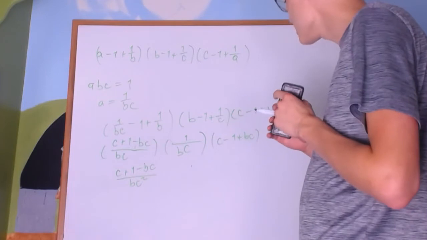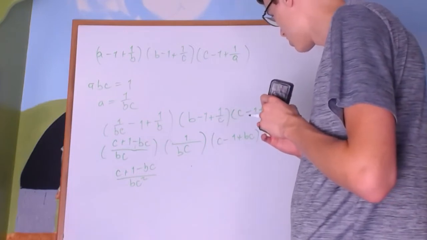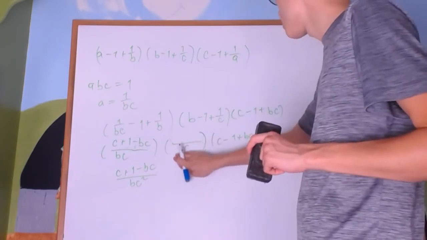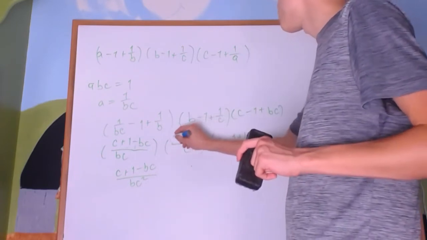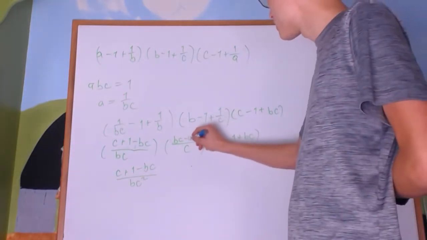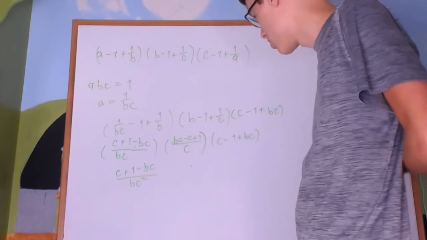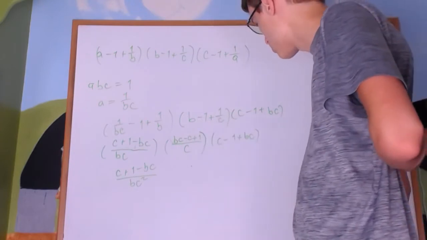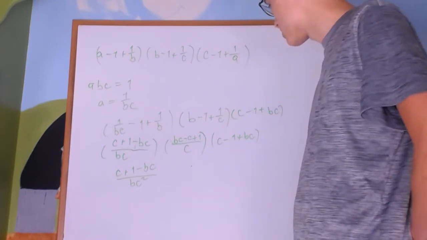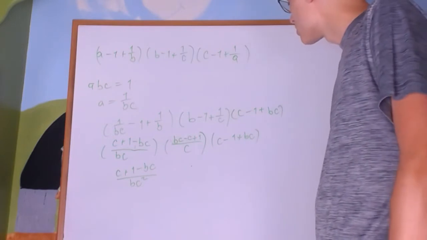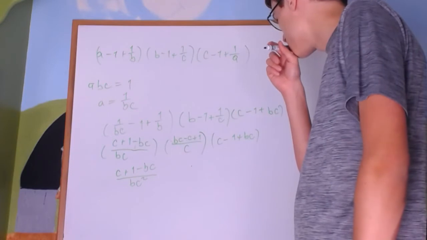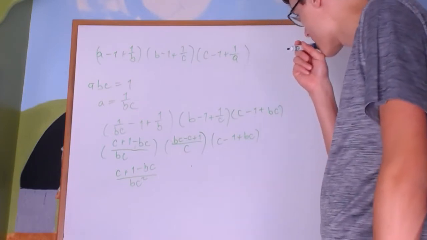That'd just be over C. So that'd actually be, no, that's wrong. So it's over C. So that's BC minus C plus 1. BC minus C plus 1. So that's interesting. That's really cool, the way that turned out.